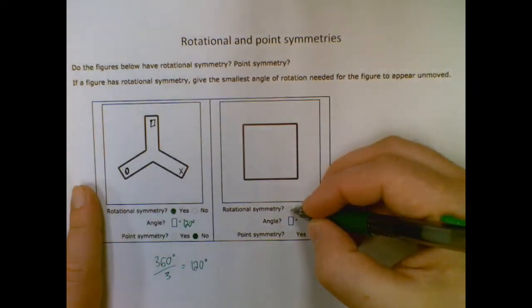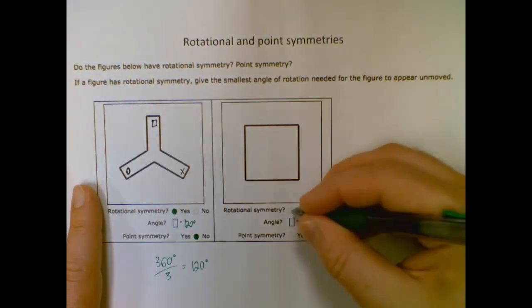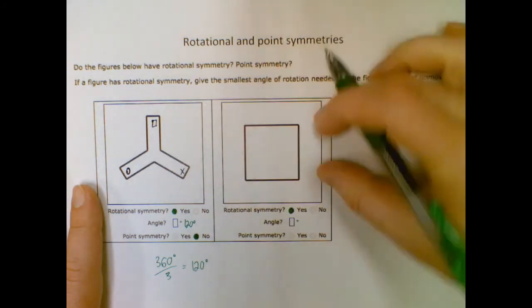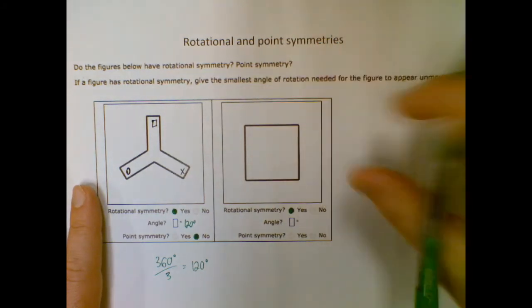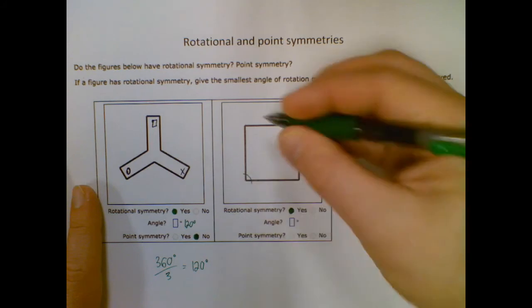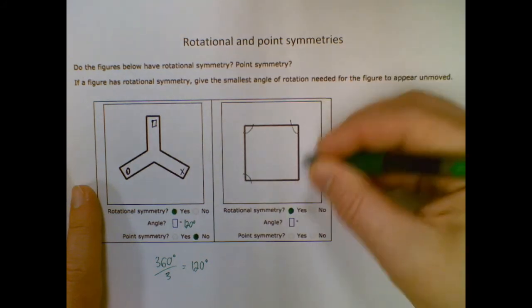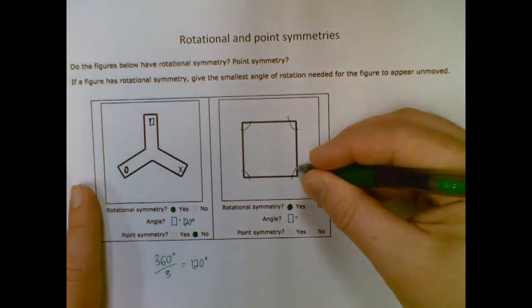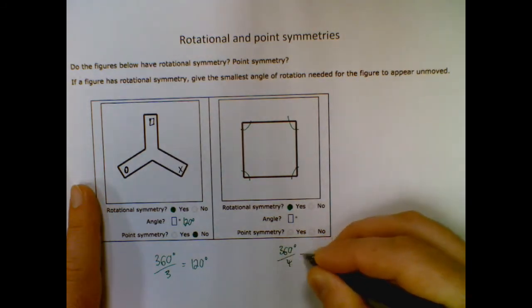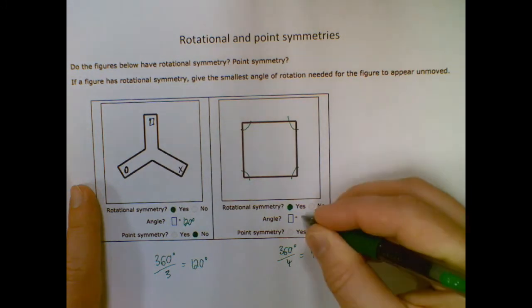All right. Does this have rotational symmetry? It does. It's because I could take my square and pretend it's a block and turn it over, and it would still be a square. So the question is, how many ways? So I have 1, 2, 3, 4 corners. So it's 360 divided by 4 to give me 90 degrees.